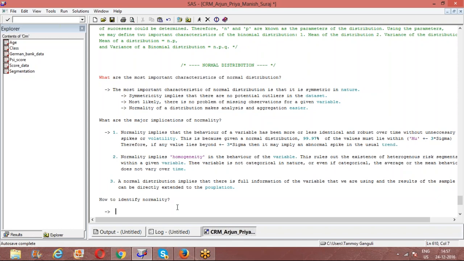Say if it is a binary variable, like the output is 1, 0, then you know that the frequency distribution would be a binomial distribution for this particular variable. So we need to actually identify the overall behavior, how it is happening.